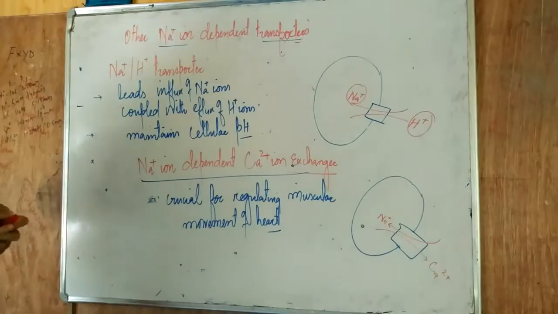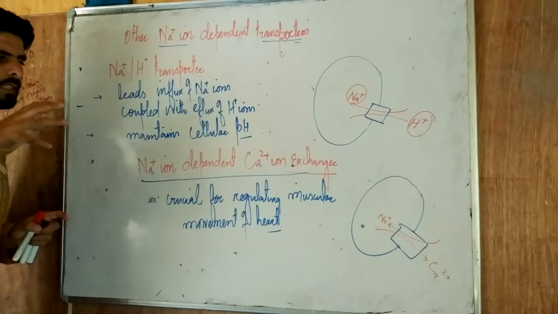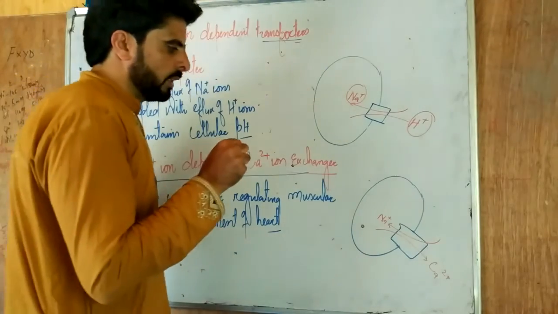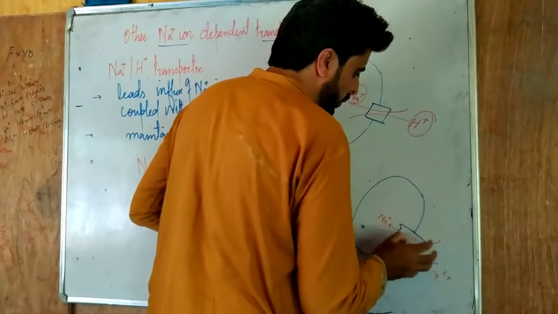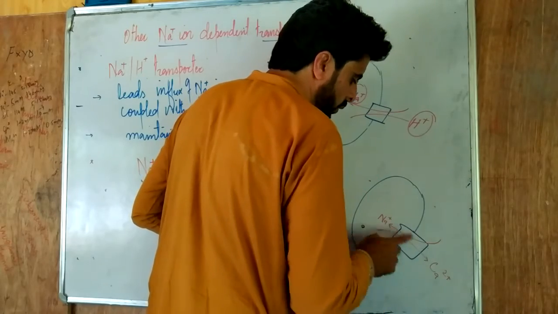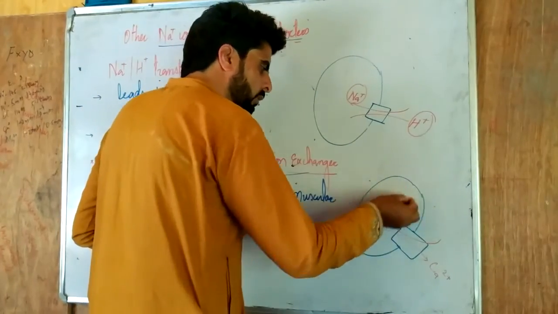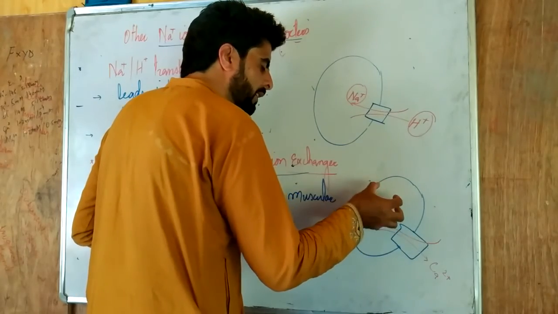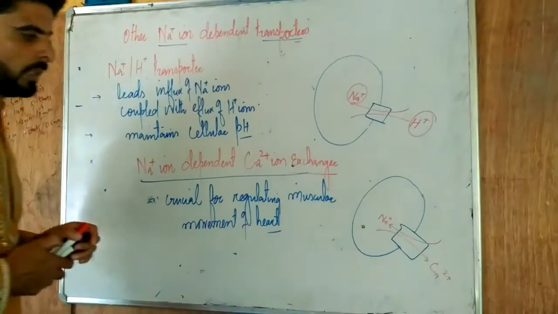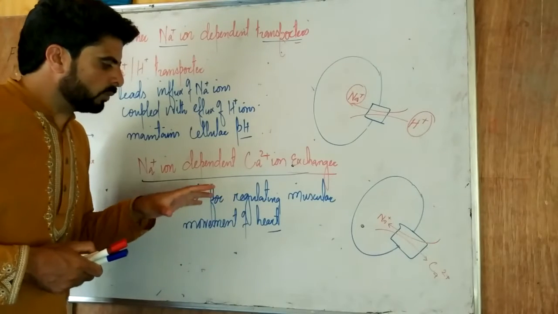Now when the calcium concentration within the muscle cell, within the cytoplasm of the cell, is very high, that is responsible for contraction of the muscle. But when the calcium is released out, or some of it goes into the ER where it is stored, and some is expelled out through the sodium ion dependent calcium exchanger, what happens? The lower calcium concentration within the cytoplasm leads to relaxation of the heart muscle. So we can say it is crucial for regulating muscular movement of the heart.